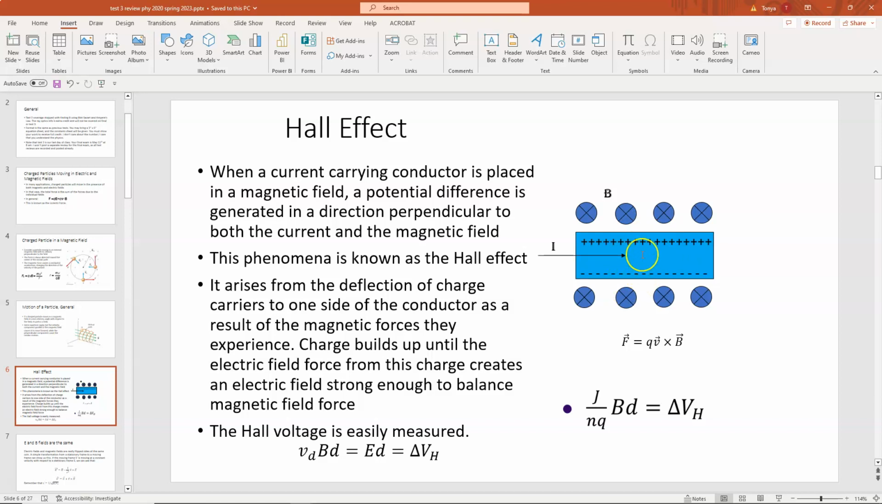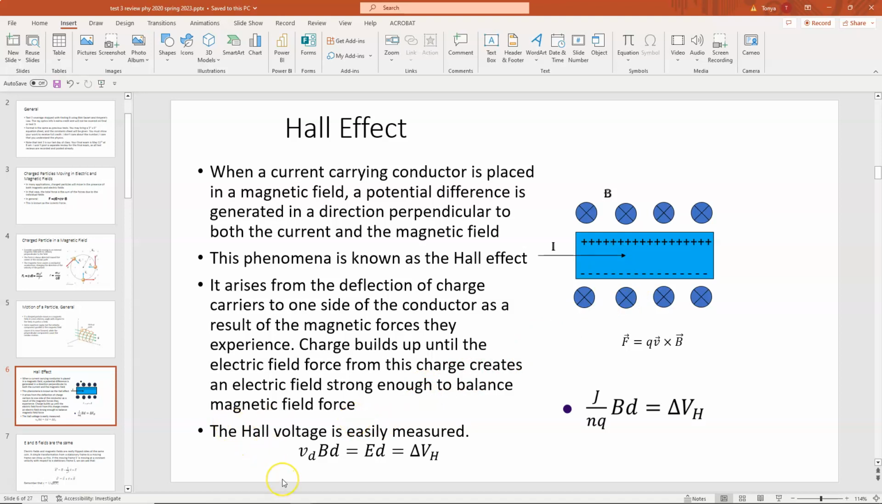And that establishes a voltage perpendicular to the direction of current flow, as you can see in this schematic. And this is known as the Hall effect. It's because the charge carriers are going to be deflected to one side of the conductor as a result of that qv cross B magnetic force that it experiences. And then the charge is going to build up perpendicular to the direction of current flow until the electric field established due to that voltage, created by that separation of charge, is enough to balance out the magnetic force.